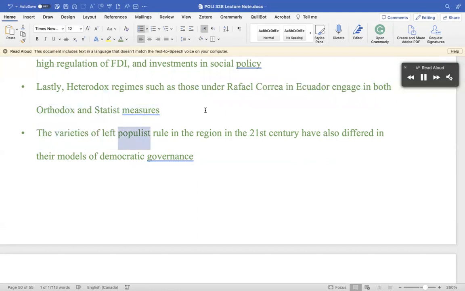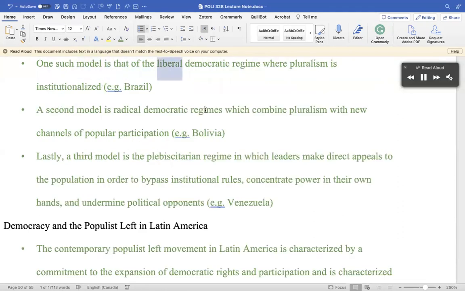The varieties of left populist rule in the region in the 21st century have also differed in their models of democratic governance. One such model is that of the liberal democratic regime where pluralism is institutionalized, e.g. Brazil. A second model is radical democratic regimes which combine pluralism with new channels of popular participation, e.g. Bolivia. Lastly, a third model is the plebiscitarian regime in which leaders make direct appeals to the population in order to bypass institutional rules, concentrate power in their own hands, and undermine political opponents, e.g. Venezuela. Democracy and the populist left in Latin America.